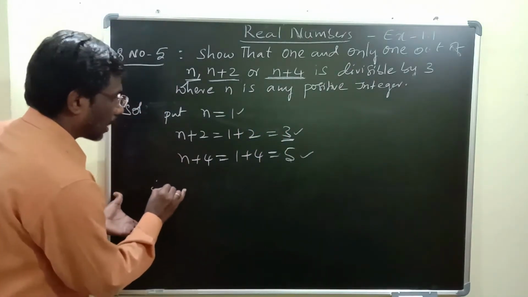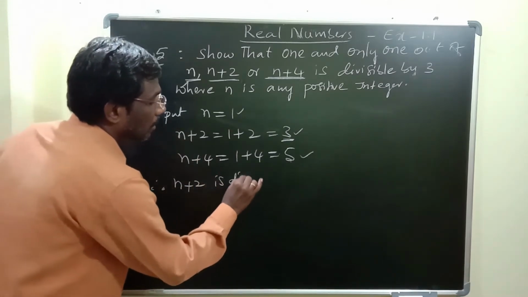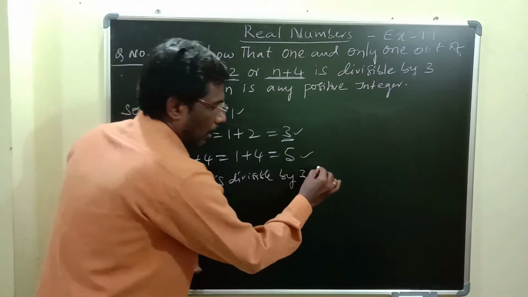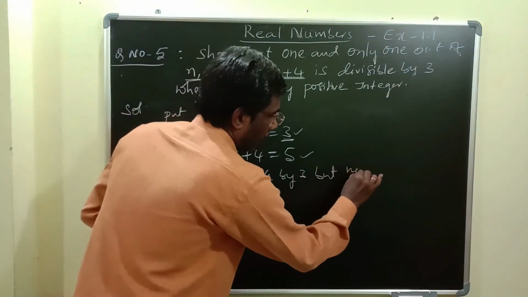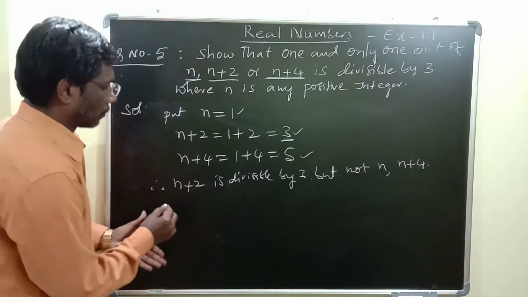Therefore, what can we write now? n plus 2 is divisible by 3 but not n and n plus 4.